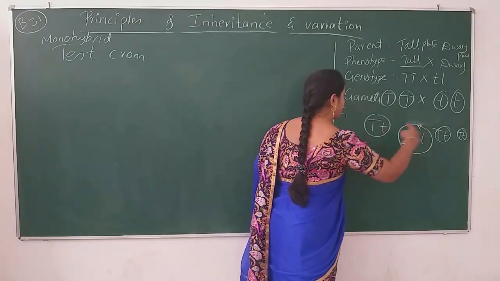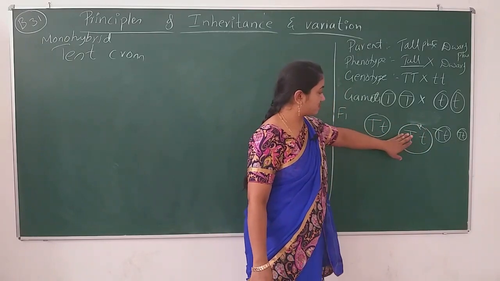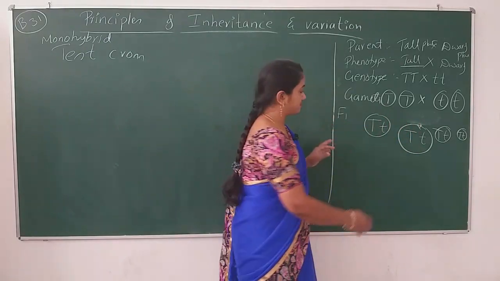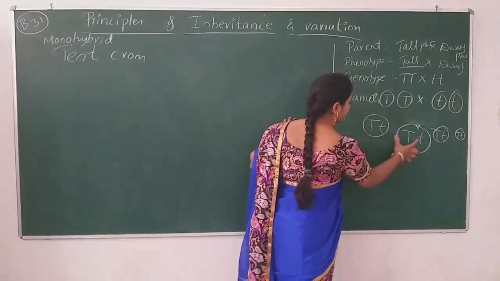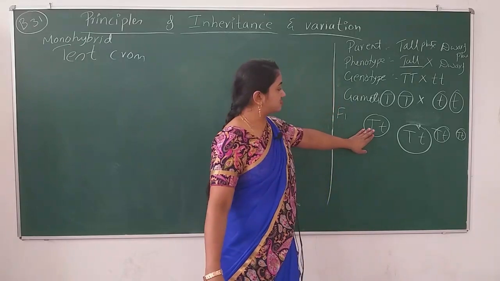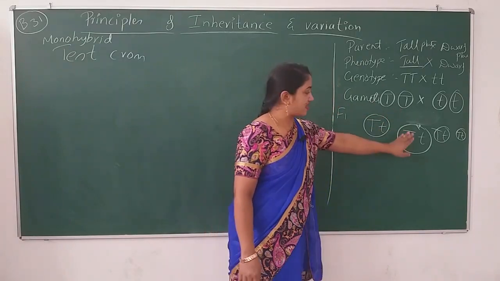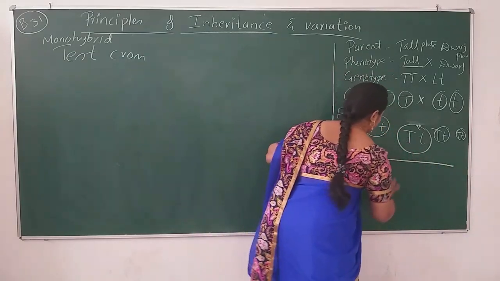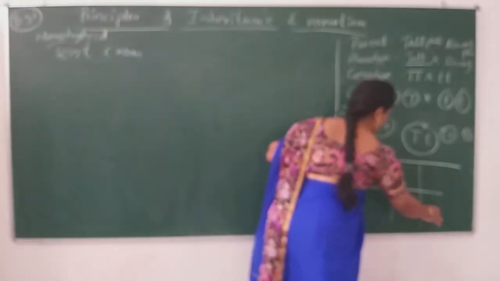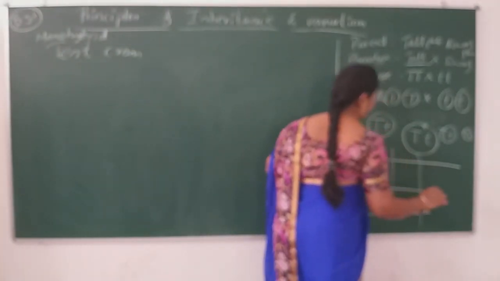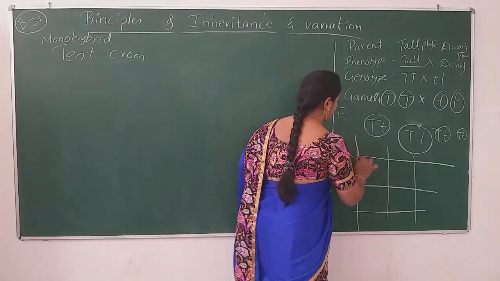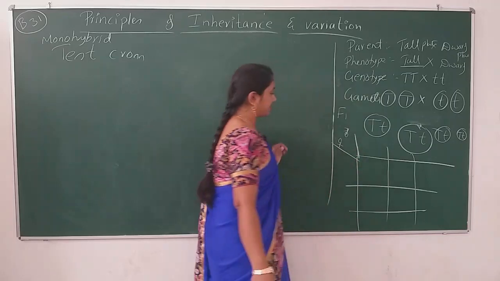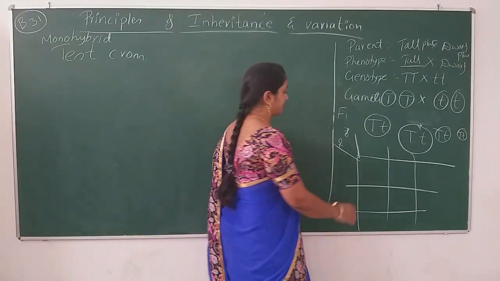When we self-pollinate these offspring, selfing means I am taking this offspring as the male parent and this one as the female parent. What will be the resultant offspring here? So you have to select among these one male parent and one female parent.